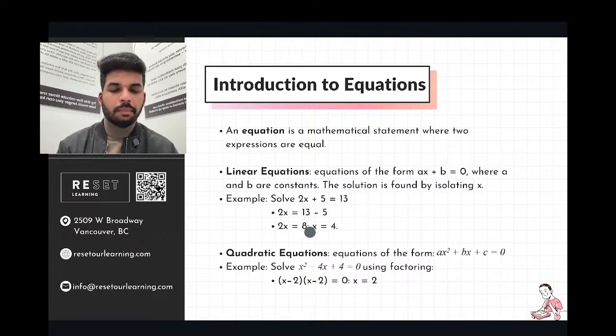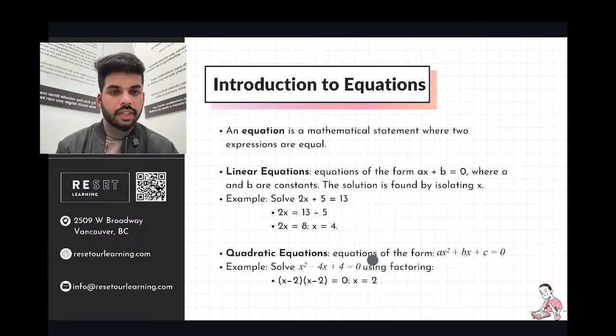The meaning of this solution is that if we get x equals 4 and substitute it into this equation, then the left hand side should match the right hand side. So let's check that: 2 times 4, which is 8, plus 5, which is 13. So that makes sense, right? This is what we do when we want to solve for x.